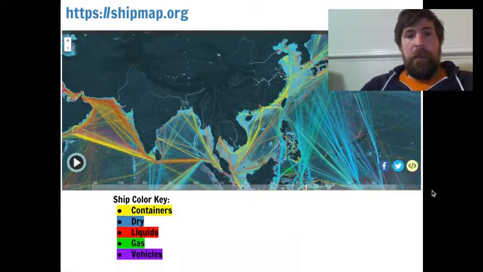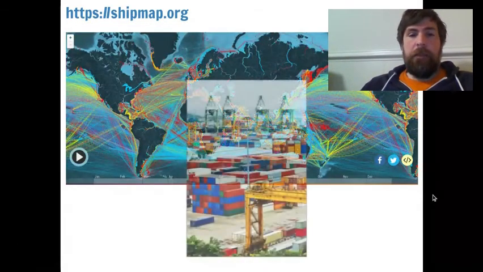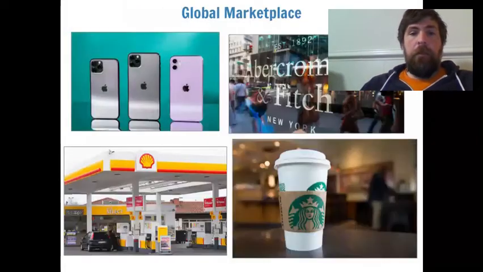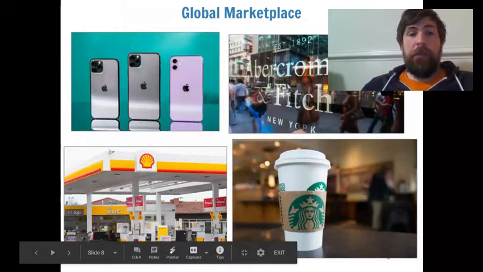And here you can see yet again more, you can see the actual trade routes. So these aren't the dots, these are just showing you. Whew, you should go check out this website. It's amazing. So we live in a world that has become increasingly globalized.